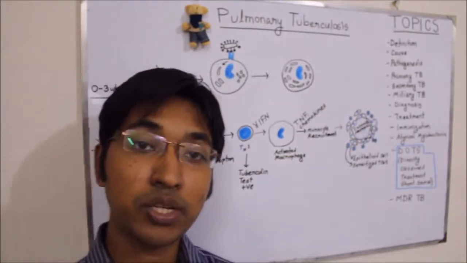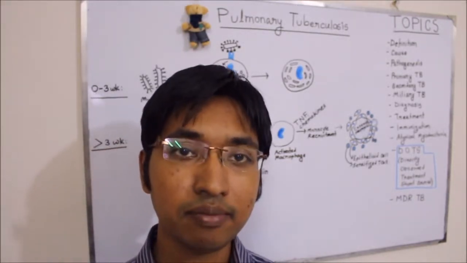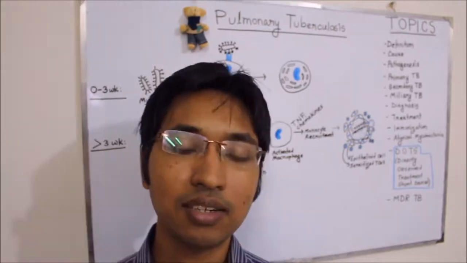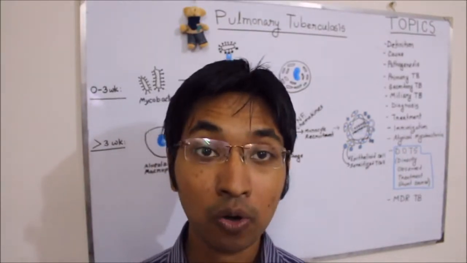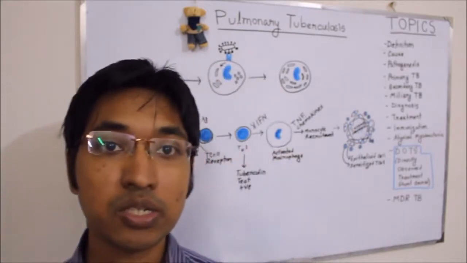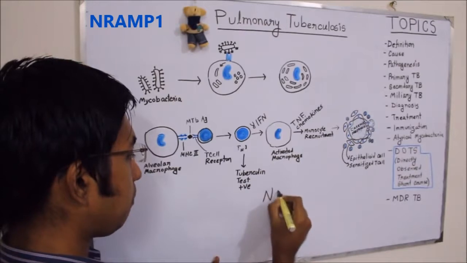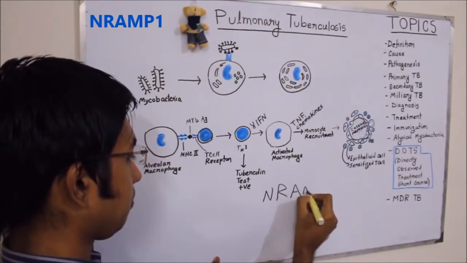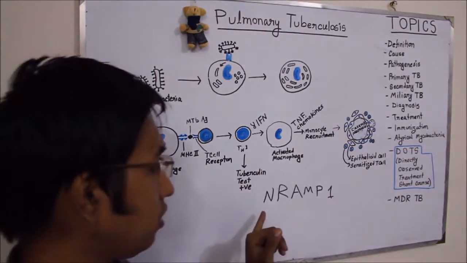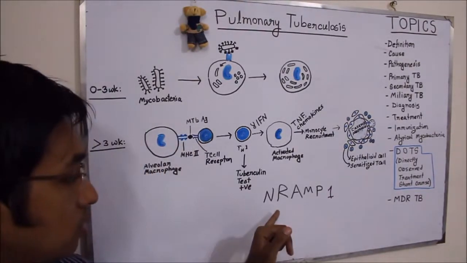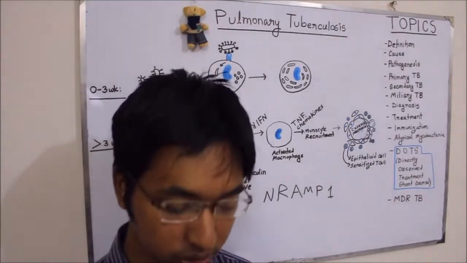After first 3 weeks, the cell-mediated immunity will begin. And now let's talk about that. Now, before telling you what happens after 3 weeks, I would like to pause and say something about an interesting gene that is known as NRAMP1. So this gene, that is natural resistance associated macrophage protein 1 gene.